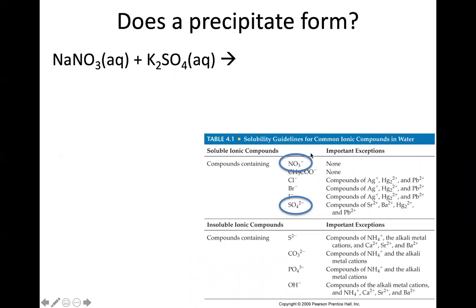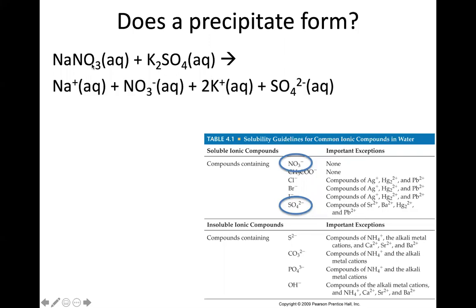Initially, all nitrates are soluble, so sodium nitrate will definitely break apart. Sulfates are quite soluble, and especially with potassium, that's not an exception. So initially, this is what's in the beakers. Now, is there a combination that will lead to a precipitate?